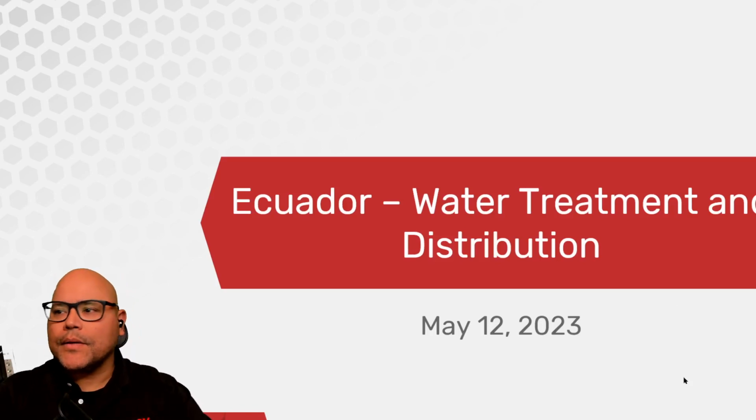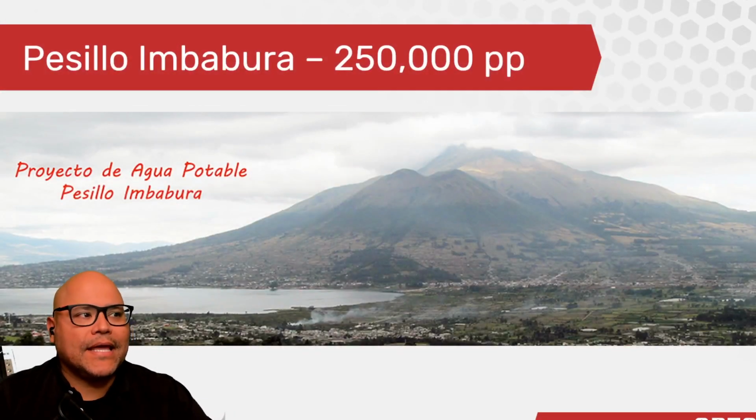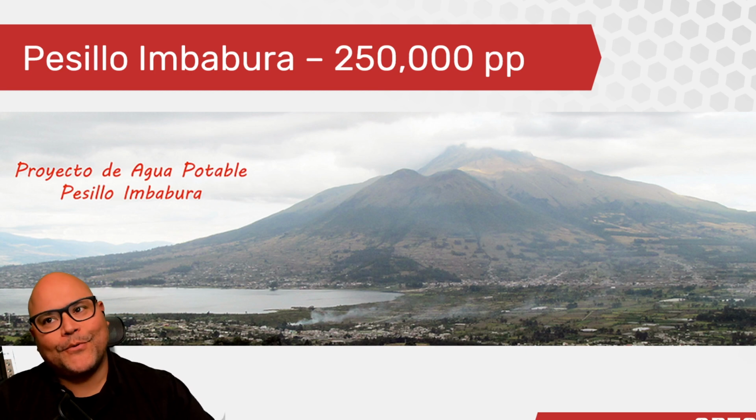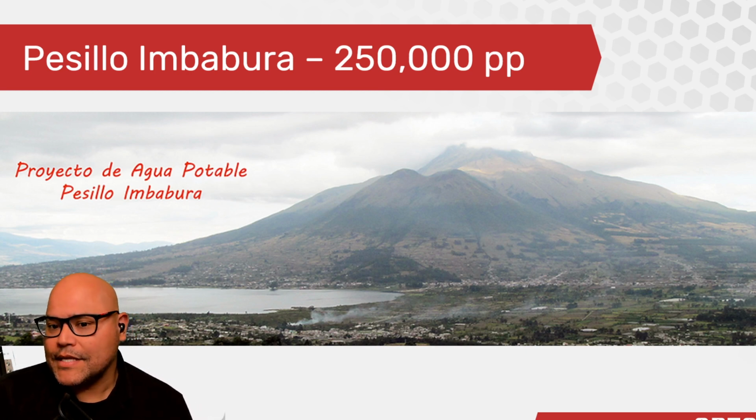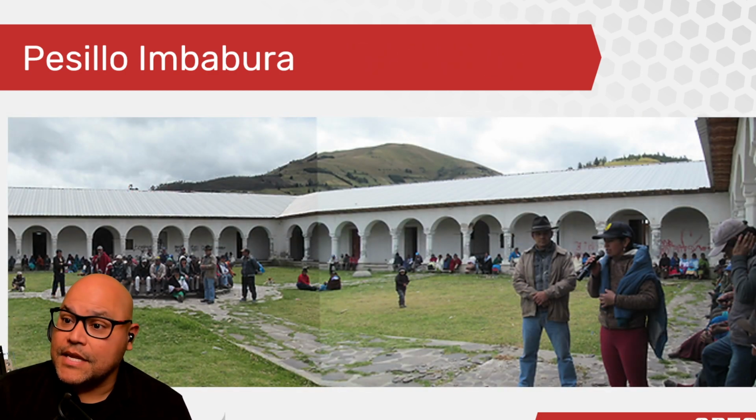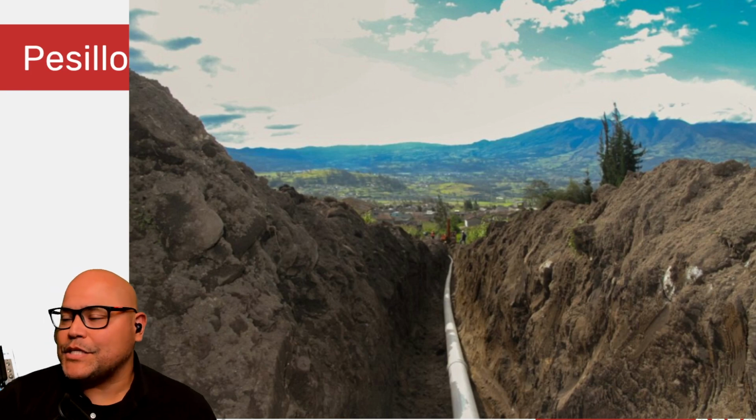Today we're going to talk about a water treatment application in Ecuador. Specifically, it's the Proyecto Pesillo y Ibabura, affecting 250,000 people. It's a water distribution application affecting some of the locals that you'll see in the local area in Ecuador. And here we see a picture that's worth 1,000 words.